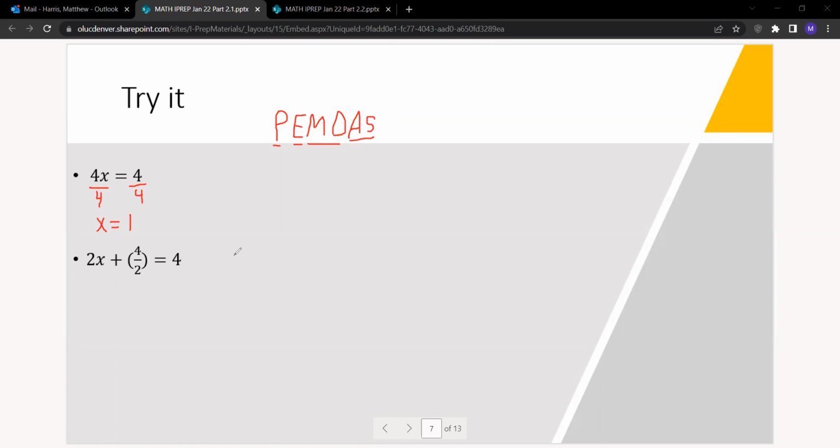So here, do we have any addition or subtraction? Yes, right? We have it right here. So we get rid of that, we do minus. So if we have plus, we do the opposite, minus.